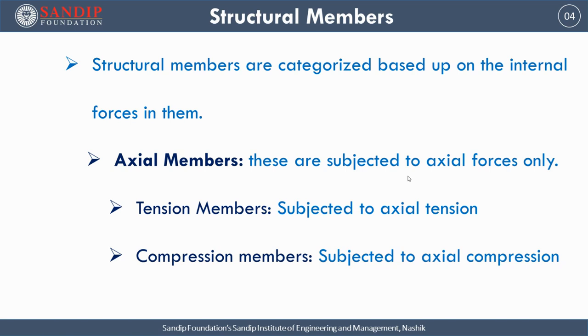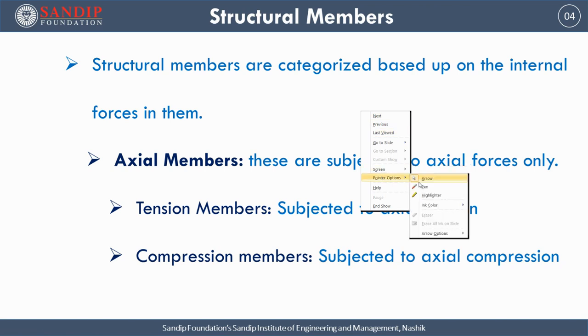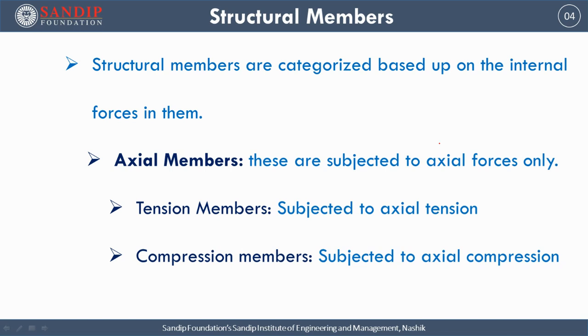Starting with the first one, axial members. Axial member means what? The members which are subjected to axial force only. If you have member forces which are subjected to axial force only, those will be termed as axial members. Now suppose this is one member, and it is subjected to force along its axis. Such a member will be termed as axial member.